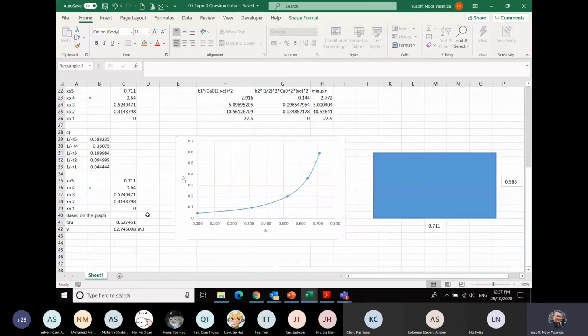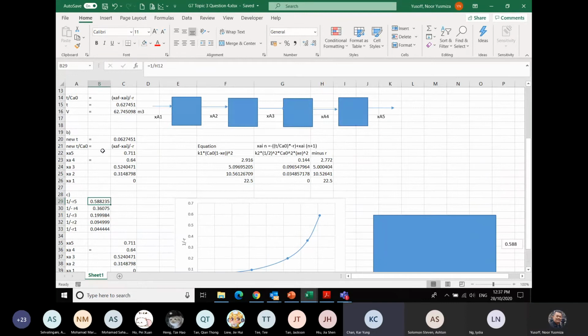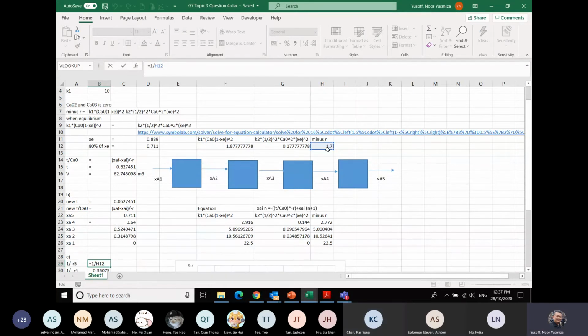Okay, right. So the graphical solution, part C? Part C is we need to plot the graph. It's 1 over the rate of reaction, against the conversion, X. So we need to calculate the 1 over rate of reaction first. Then we plot it, and the XA is using the same as previously in question B. Okay. Right. So this is 1 over this one, the rate of reaction.